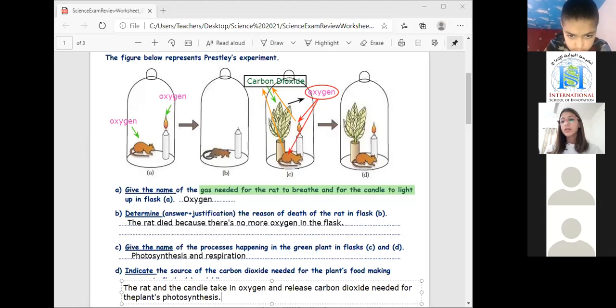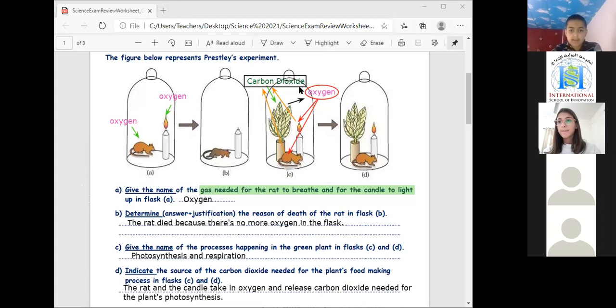Photosynthesis. Do you still have any questions about question 1? Is everything clear? Yeah. Okay, great. Let's move on. So let me remind you: by photosynthesis, plants take in carbon dioxide and release oxygen.